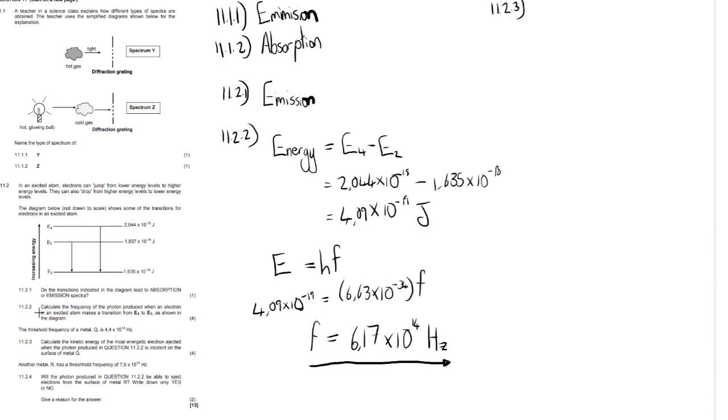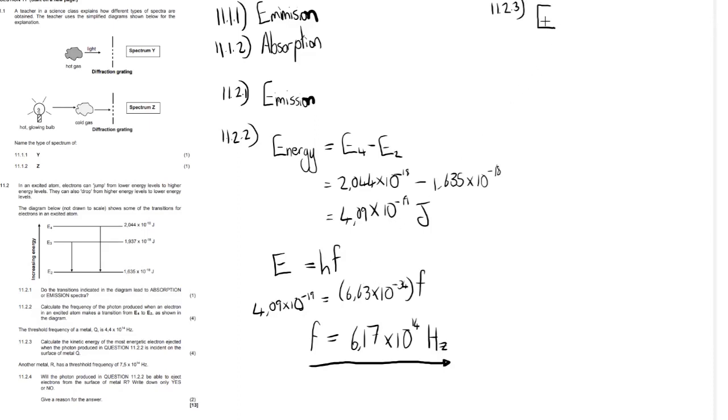11.2.3. What is going on? They tell us the threshold frequency of a metal, Q, is 4.4 times 10 to the power of 14 hertz. And now we're going back into the previous content that we were working with, which is the photoelectric effect. Calculate the kinetic energy of the most energetic electron ejected, that is the max kinetic energy, when the photon produced in 11.2.2, that is this photon, is incident on the metal of surface Q. Calculate the maximum kinetic energy.